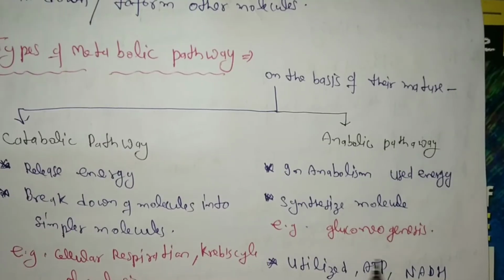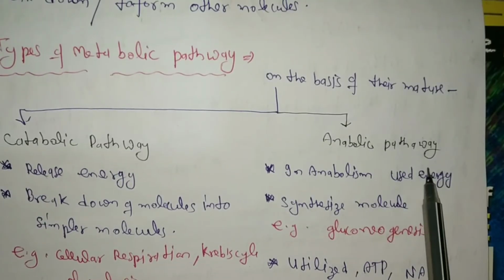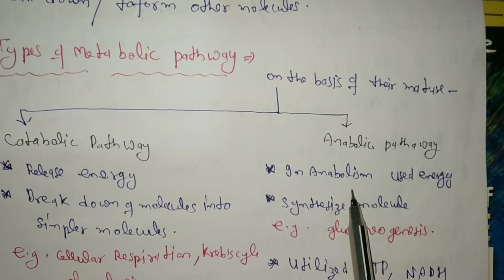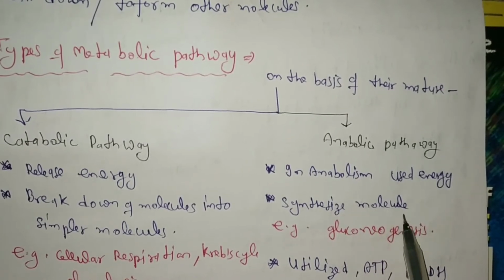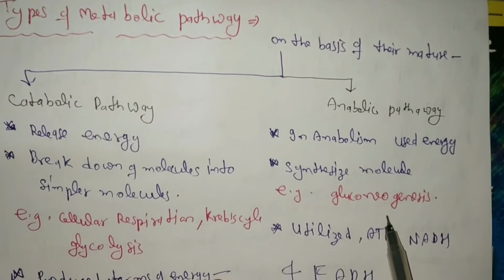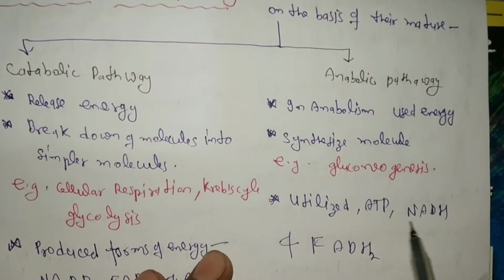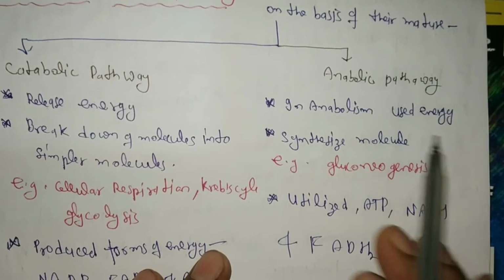Whereas in the anabolic pathway, energy is utilized and molecules are synthesized. For example, gluconeogenesis utilizes ATP, NADH and FADH2.